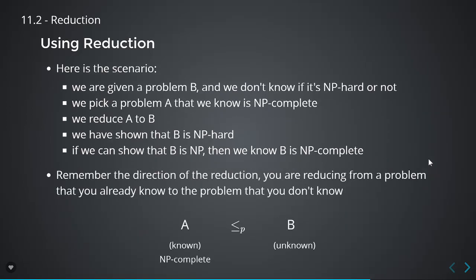Always remember the direction of the reduction. You are reducing from a problem that you know, A, which will be NP-complete, to a problem that you don't know, B, and you want to show that B is NP-hard. This is it. This is the main point.